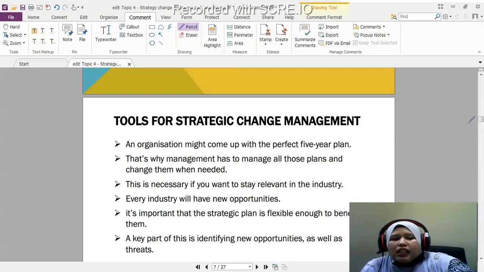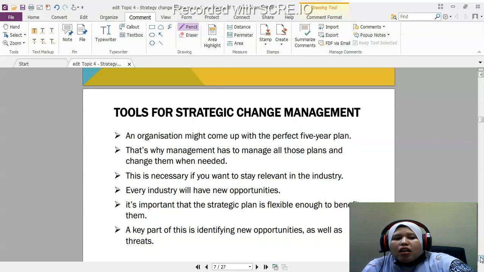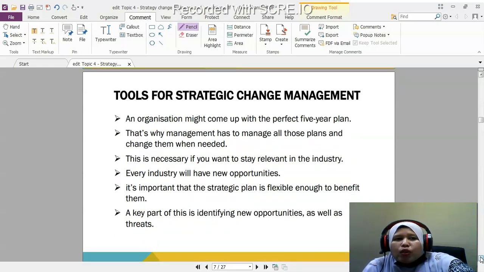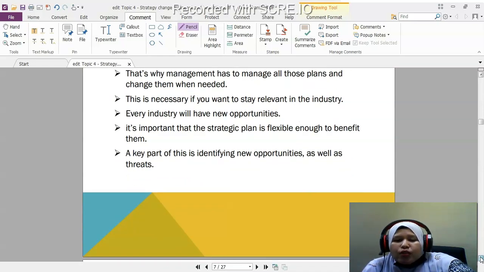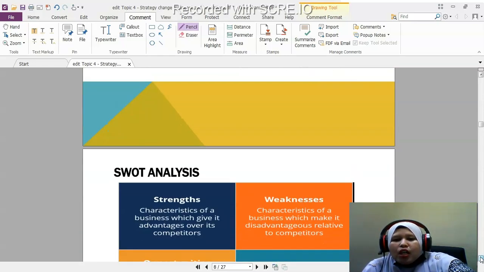So some of the management should change. If there is a certain situation that requires you to change, and also to be an organization that is relevant to the industry, a going concern, you need to change. So the tool that you need to use is SWOT analysis.